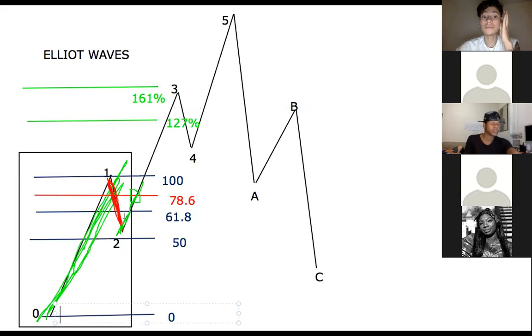Now what happens? It starts to break through the 61.8. This level, this 50 right here, serves as a level of support. Shoots up, breaks past this.